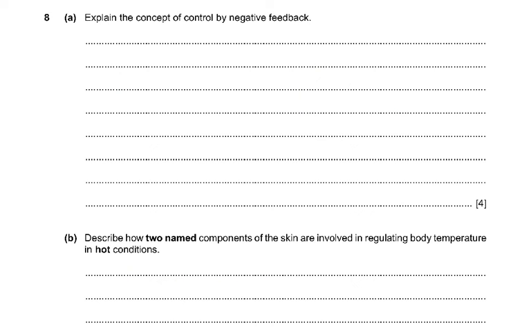Now, coming to the last question, explain the concept of control by negative feedback. And the B part said, describe how two named components of the skin are involved in regulating body temperature in hot conditions. So you enter this room, it is very hot, what is going to happen? But the first part of the question is, explain the concept of control by negative feedback. Now, negative feedback, you can give quite a few examples. Let's now stick to the example of the skin. The room is very hot, what is going to happen? That is, of course, in part B, but explain the concept of negative feedback.